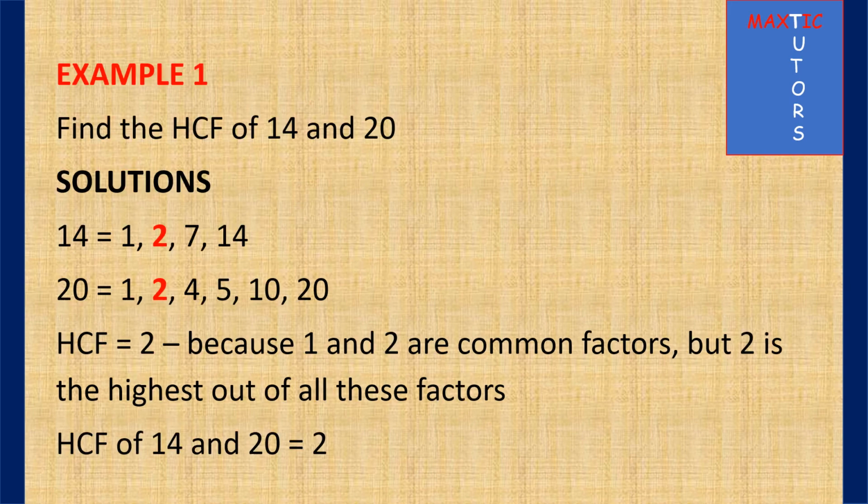Let's look at an example here. Find the HCF of 14 and 20. The factors of 14 are 1, 2, 7, and 14. The factors of 20 are 1, 2, 4, 5, 10, and 20. If you look at all this, which of these are common factors? The common factors are 1 and 2. But out of these, the highest is 2. So 2 is the highest common factor. So the HCF of 14 and 20 is 2, because 1 and 2 are common factors, but 2 is the highest of them.